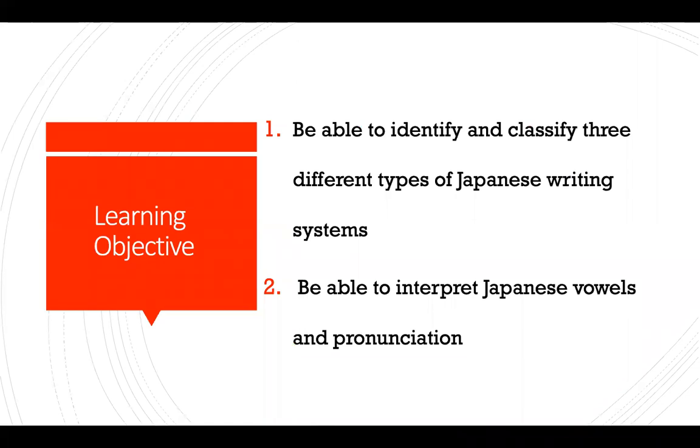All right, so here's today's learning objective. The first learning objective is being able to identify and classify three different types of Japanese writing system. Don't freak out right now. So we have three different types of Japanese writing system. The second one is being able to interpret Japanese vowels and pronunciations.